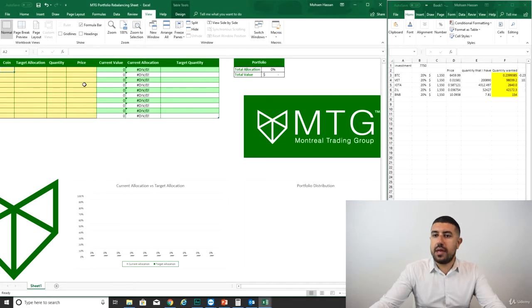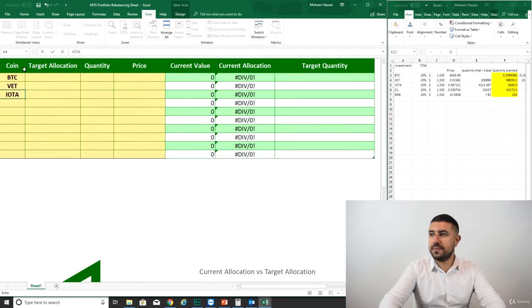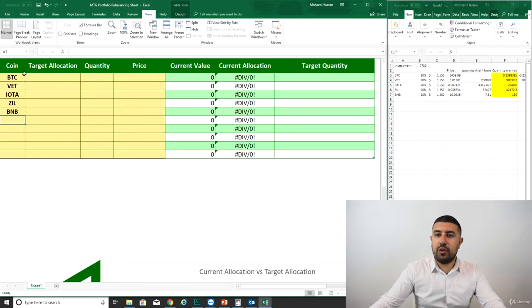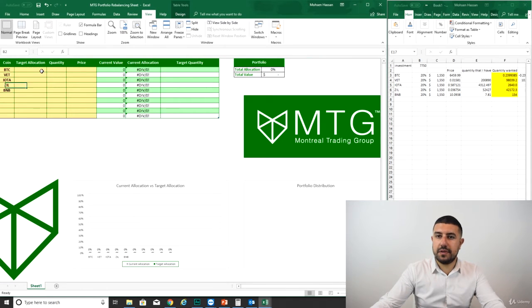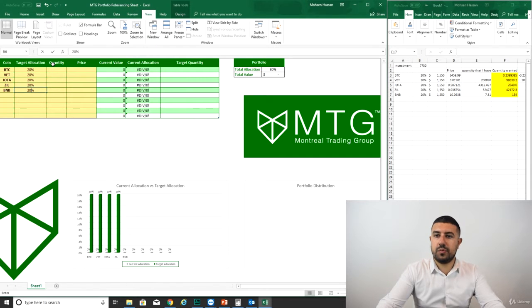So the only place where you can put inputs is where it's orangish yellow here. All the other things are going to be pre-calculated, so you don't have to put anything there. The way it works is you give it the name of the coins that you have, or the money, and the target allocation, the quantity and price, and it tells you what to do. So for example, I had Bitcoin earlier. I had VeChain, I had IOTA, and Zilliqa, and Binance Coin. My target allocation for each of them was 20%. So put 20% here, 20%, 20%, 20%, 20%.